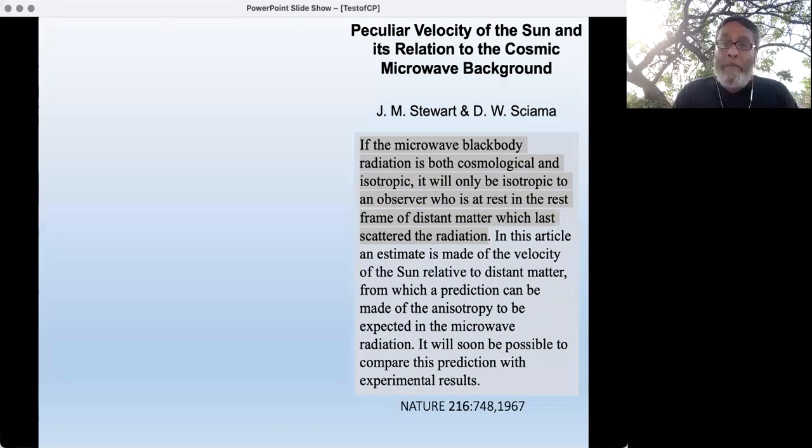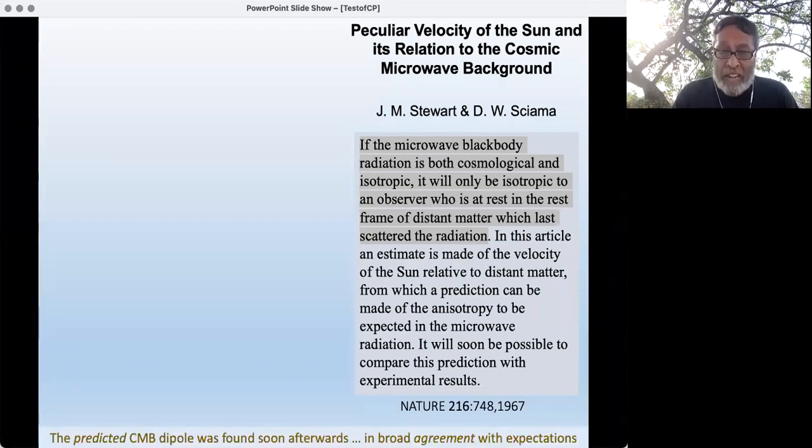Now, this dipole in the CMB was, as I said, predicted. And here is a paper from 67 by Stewart and Sharma, which explicitly says that if the radiation is cosmological and isotropic, it will only be so to an observer who is at rest in the frame of distant matter which scattered the radiation. And Sharma already knew that there are irregularities near us, there are peculiar velocities. So he predicted that we should see about a milli-K dipole. And soon afterwards, this was in fact detected.